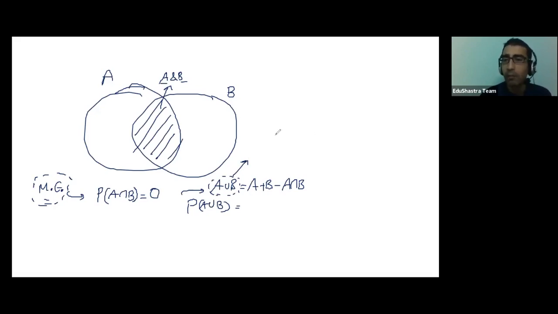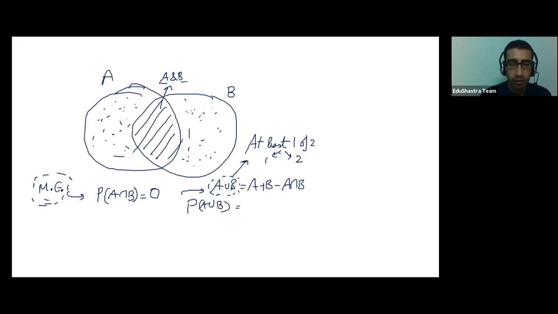The sense of A union B is always at least one of. At least one out of the two is happening. So it could be 1 out of 2 indeed, or it could be 2 out of 2. So A union B represents all possibilities in which at least one of A and B is happening. So this region that I have represented by dots here and here, this is the region where only A and only B are happening.